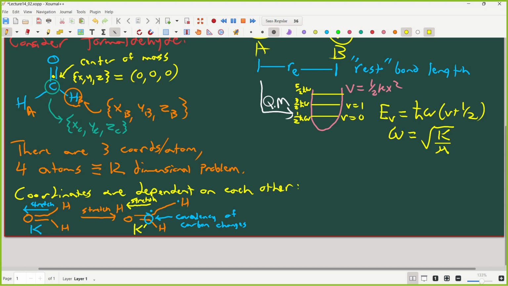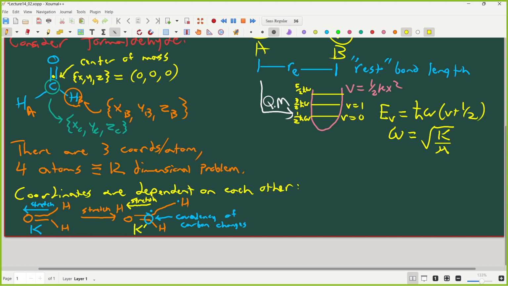Okay, so we have a 12-dimensional problem, and all these coordinates are not orthogonal to each other. They're coupled to each other. You move one, you affect the other one. Or rather, I should say that if you move one coordinate, you affect the potential energy of another coordinate. The potential energy changes, or K, the force constant, changes.